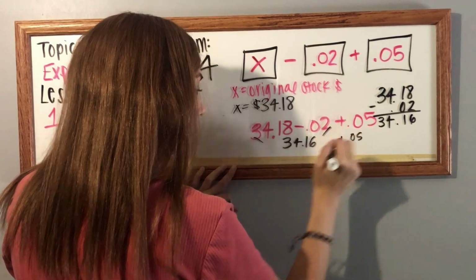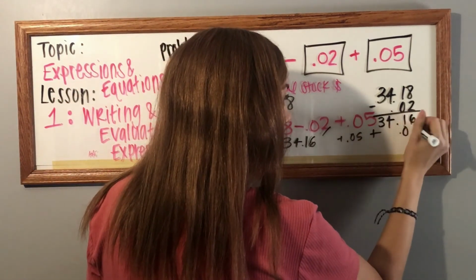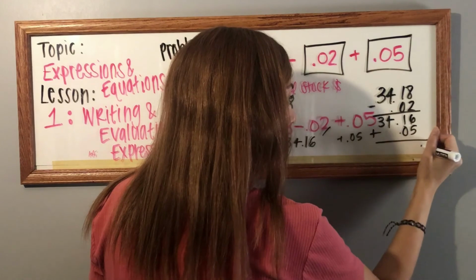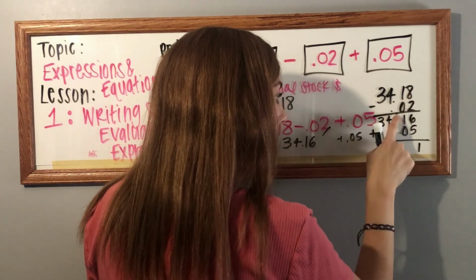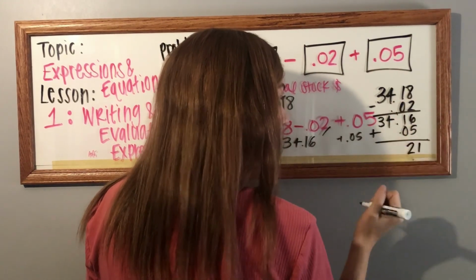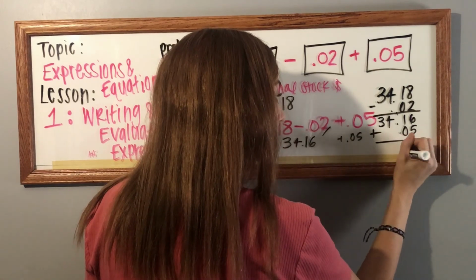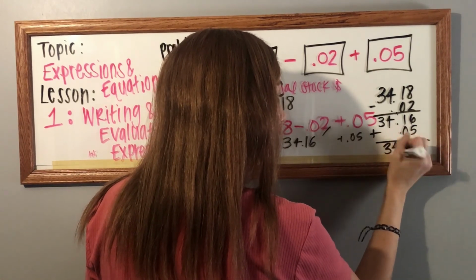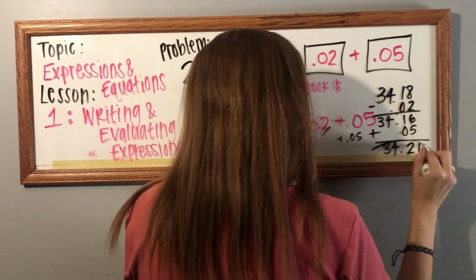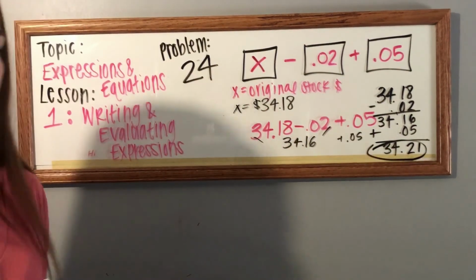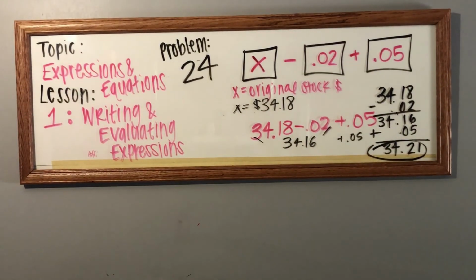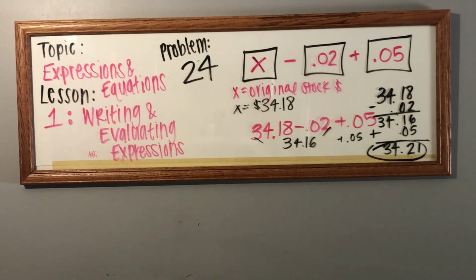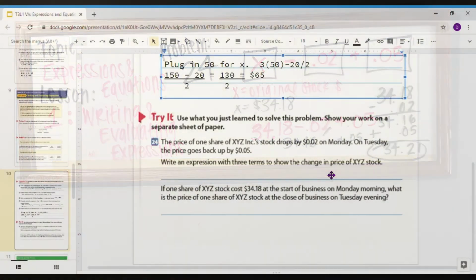But now I need to go ahead and add back on my 5 cents. So I do 6 plus 5, and I get 11. I'll carry my 1. 1 plus 1 plus 0 is 2. I've got my decimal, and my 34 is being added to nothing, so it stays the same. So at the end of Tuesday evening, your share will be worth $34.21.